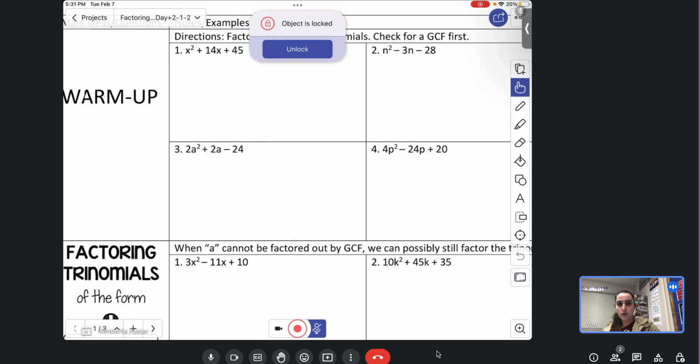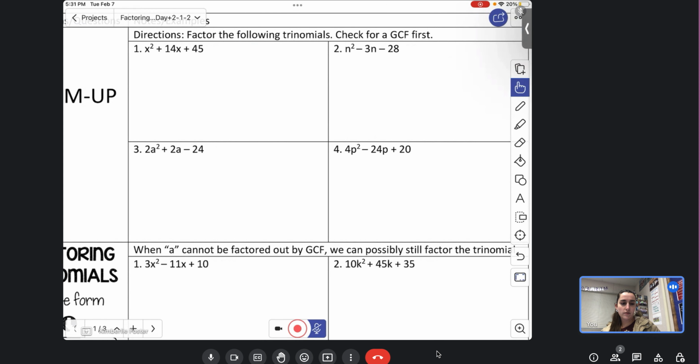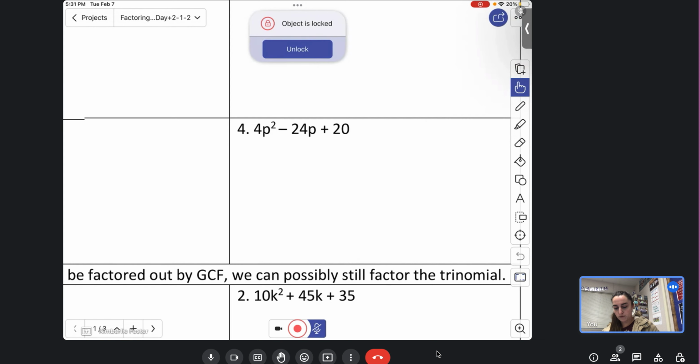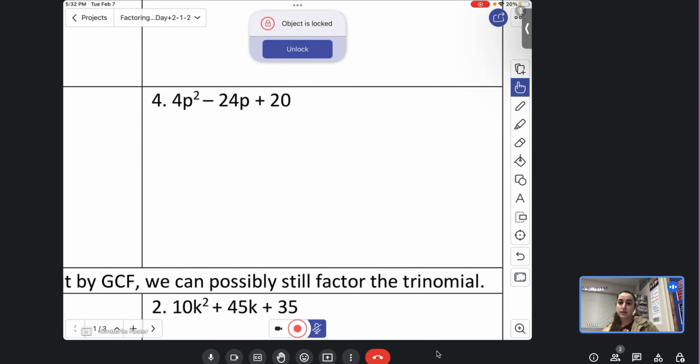Okay, so here we have a warm-up. I'm not going to go through all of these. I'll just go ahead and do one of them. Let's look at number 4. So this is from Tuesday's lesson. So the first thing we want to remember is that we need to look for a GCF first.